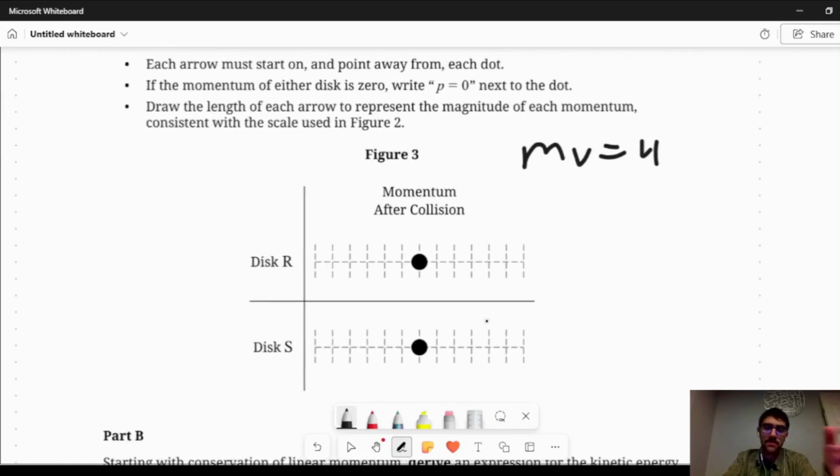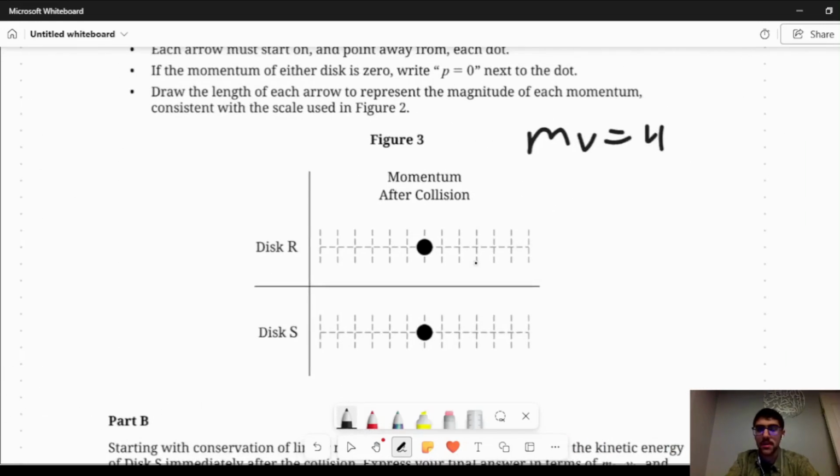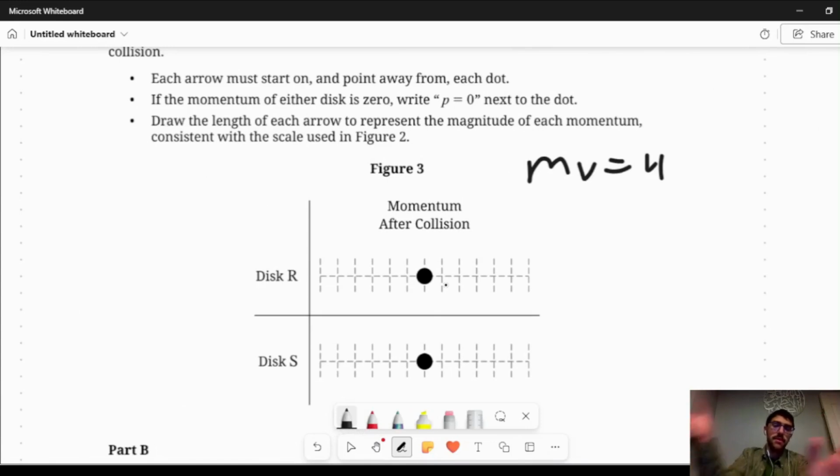Its velocity went from positive v0 to negative 1/2 v0. Since the mass stays the same but the velocity is cut in half, the momentum of disk R is cut in half. If we initially had 4 tick marks, we're now going to have 2 tick marks. You also have to note it used to be 4 to the right, but since it's negative, we have to flip it around. So it's half the momentum, 2 tick marks, but to the left.